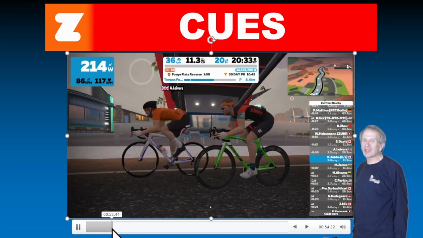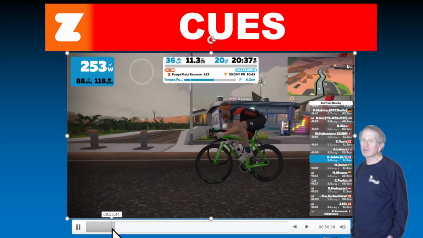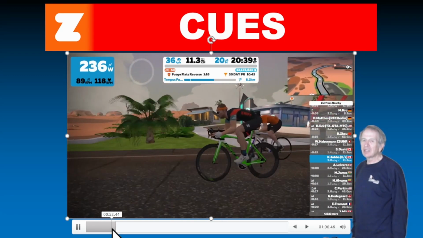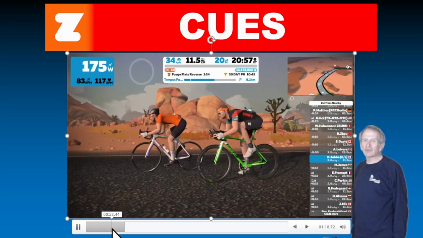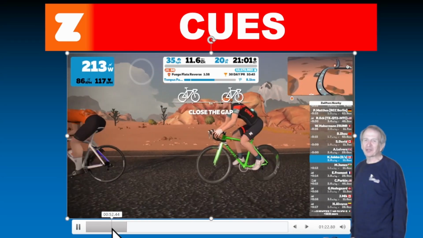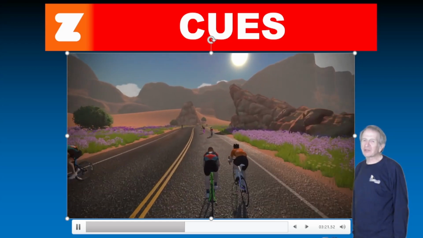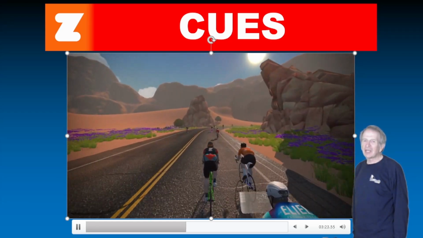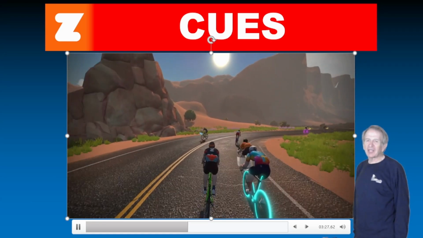And here's a view from the side. The rider was in the draft, so he was on the hoods, and now he's moved to the side and up front, so he's on the drops. And the rider from behind overtakes the rider in front and sits up on the hoods. And now we'll have a look from behind. The rider was up the front on the drops, and the rider from behind overtakes and gets in the draft and sits up.